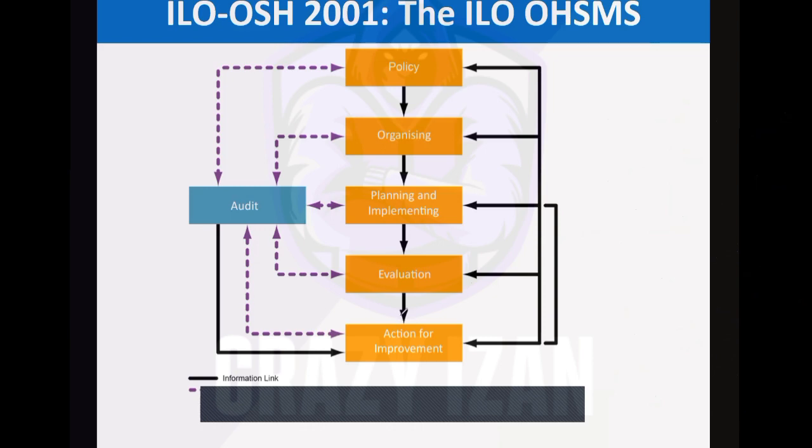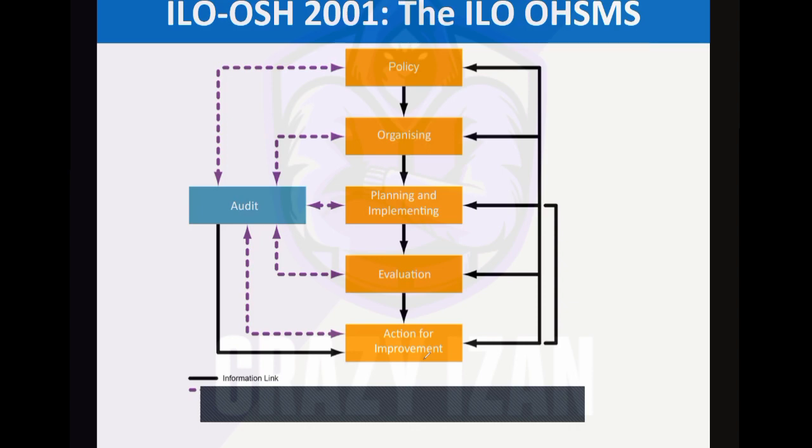Then you have actions for improvement. Based on your evaluation, you'll have certain findings. And in order to address those findings, you need to take actions for improvement. These actions can be either to improve the situation because you have not achieved what you desired to achieve, or these actions could be for continual improvement, which means you have achieved what you planned for, but should you stop there? No, you need to make improvements.